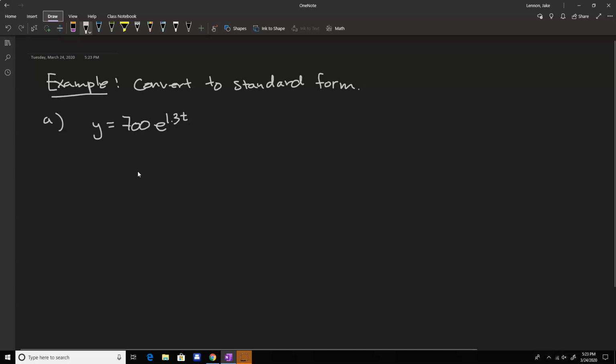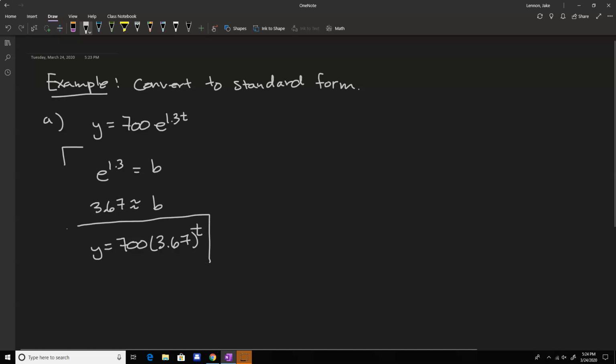All we want to do again is figure out what our base is. The 700 would remain the same. We just need to compute e to the 1.3 in our calculator, and that is exactly equal to b. Once we punch it in, it'll be an approximate value for b, basically 3.67. So our standard exponential form here is going to be y equals 700, the same y-intercept, times 3.67 raised to the t power, and that would be the standard form of the same exponential function.